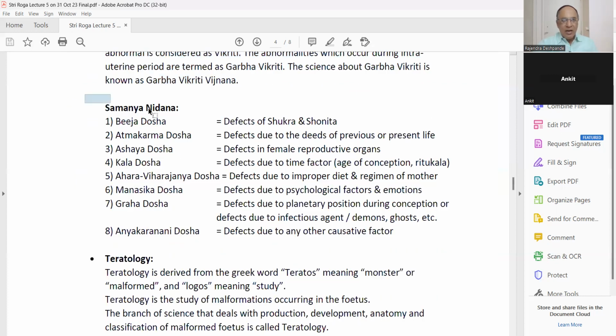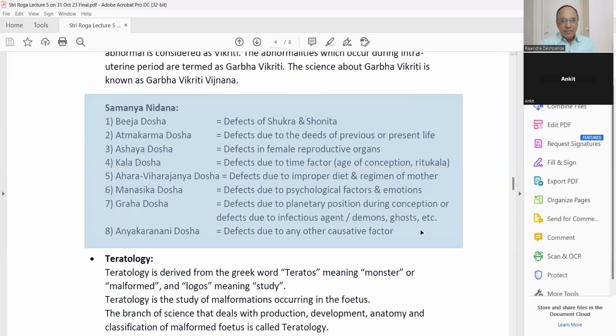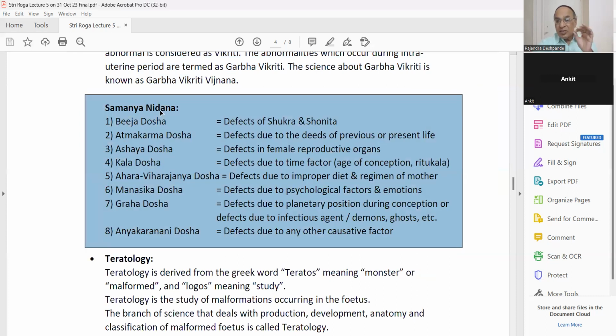Now, Samanya Nidan, causes. Here, Nidan means causes. So you can remember this line more, and some points, not all the points. Bija dosha, that is a problem in the spermatozoa, Shukra, or Shonita, that is the ovum. Whenever there are problems in the spermatozoa or the ovum, the baby can get some problem. That is bija dosha. Bija is a seed.